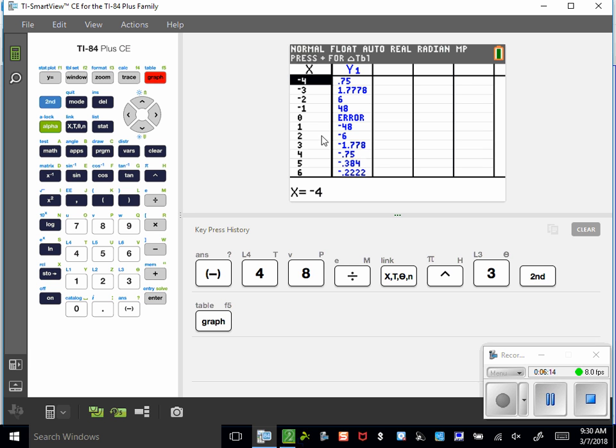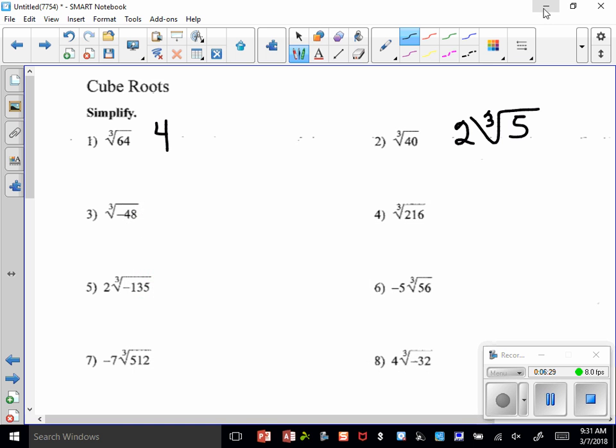Now, because the negative 6 is in the y column, we don't put this negative under the radical. It'll actually go with the 2. So when we write it, we're going to write it as negative 2 and then the cube root of 6. Okay, so negative 2 and then the cube root of 6.